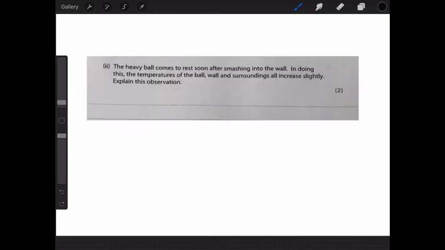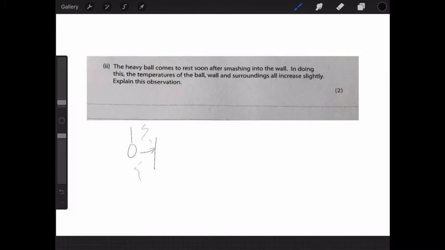So there is also part 2 of this question, where we're being told that the heavy ball comes to rest after smashing into the wall. So we've got the wall, the ball has swung and hit the wall. In doing this, we're told the temperature of the ball, the wall and the surroundings all get a little bit warmer. So we're definitely going to get to use our favourite phrase of topic 3 in a moment.